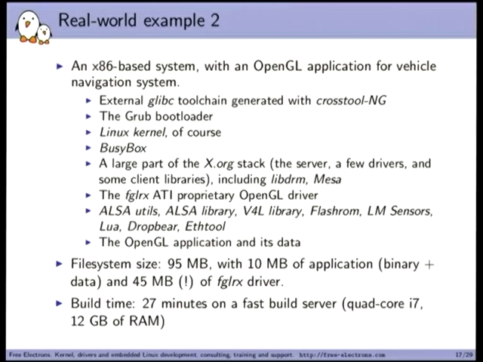Another one is a system based on x86, which is used for a vehicle navigation system that mainly runs an OpenGL application showing what's going on in the area. Here we used a glibc toolchain that was prepared with a tool called crosstool-NG, which is specialized in the creation of cross-compilation toolchains.